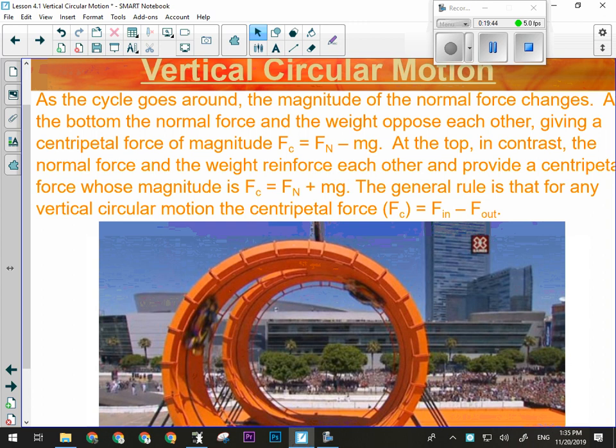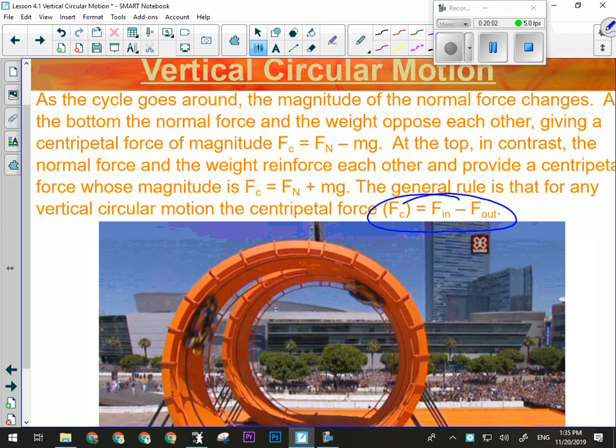But what is consistent is this: the centripetal force is always the net force. Forces in minus forces out. So all we have to do is make sure that we can identify the forces at any point in the circle and subtract them in order to get FC.